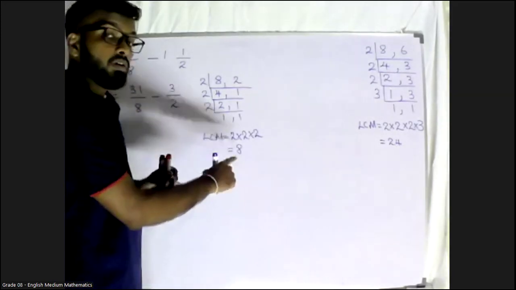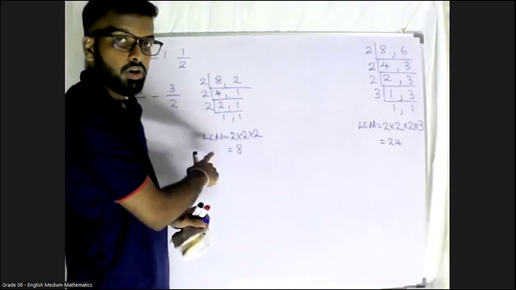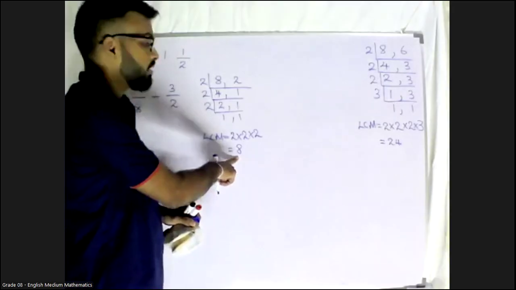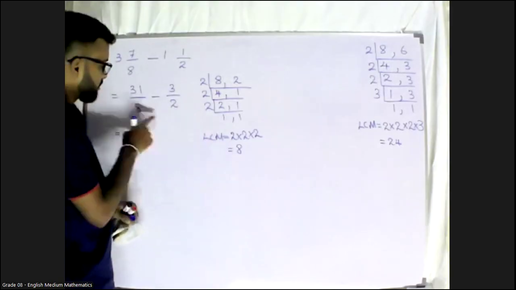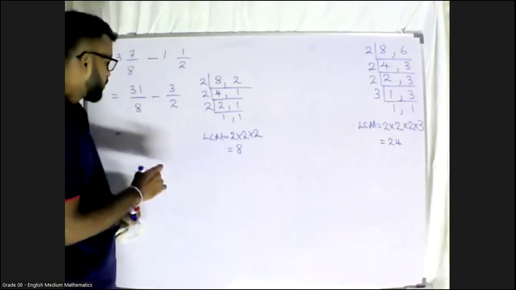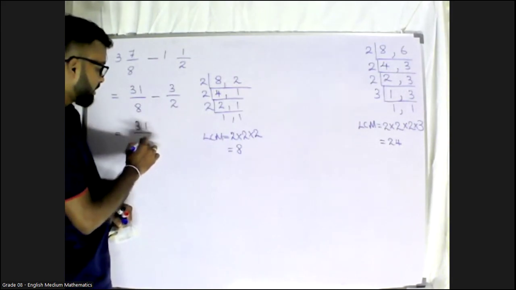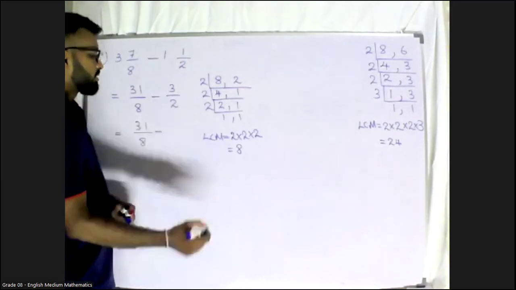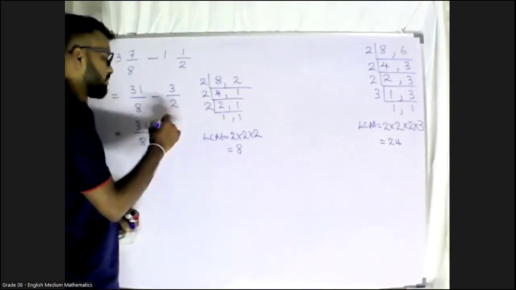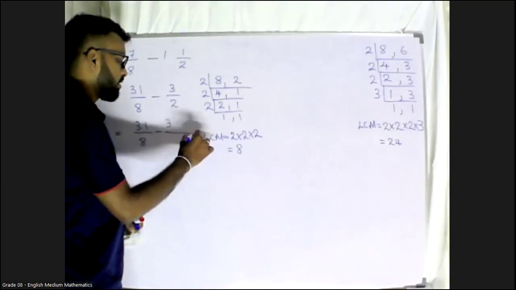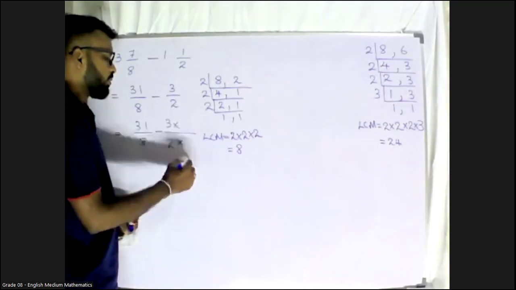Now, what is the meaning of LCM? Your common denominator should be equal to 8, right? So check that. Here you have 8, so these are equal. No need to worry. You can write it the same as it is. 31 over 8 minus 3 over 2. You know how to convert 2 into 8, right? 3 upon 2, multiply both numerator and denominator by 4.